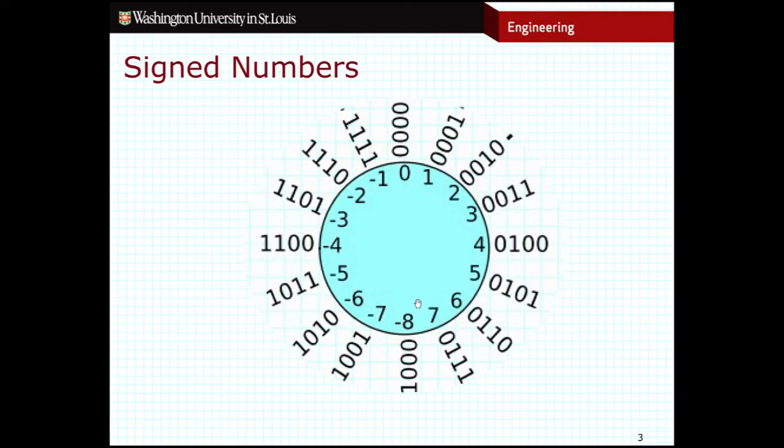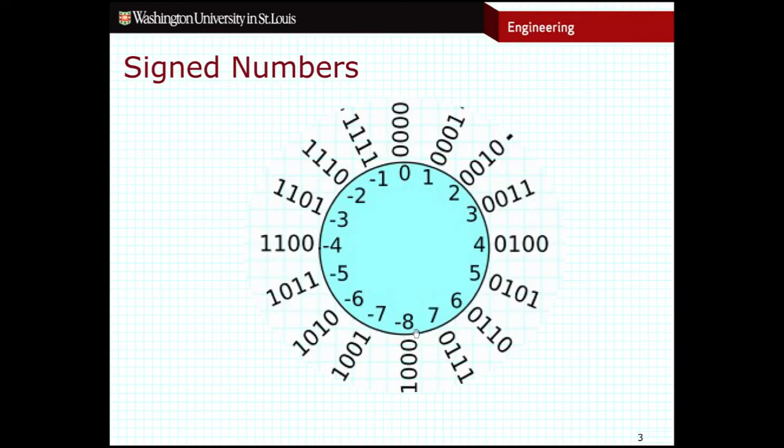So my overflow has switched from this position on the circle over here to this position on the circle over here, based on the way that we've set up these binary numbers to represent negative values. So let's take a little bit more time to talk about what a negative binary value actually looks like.